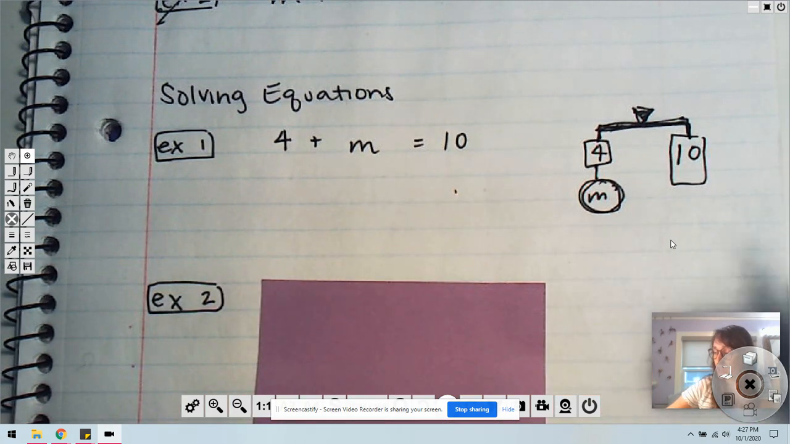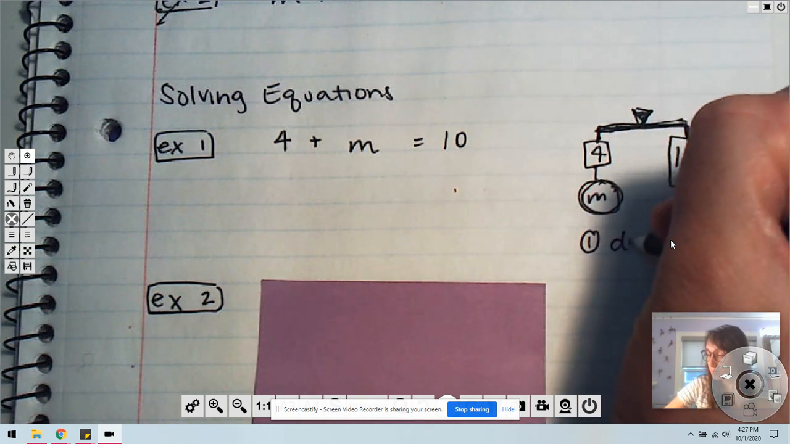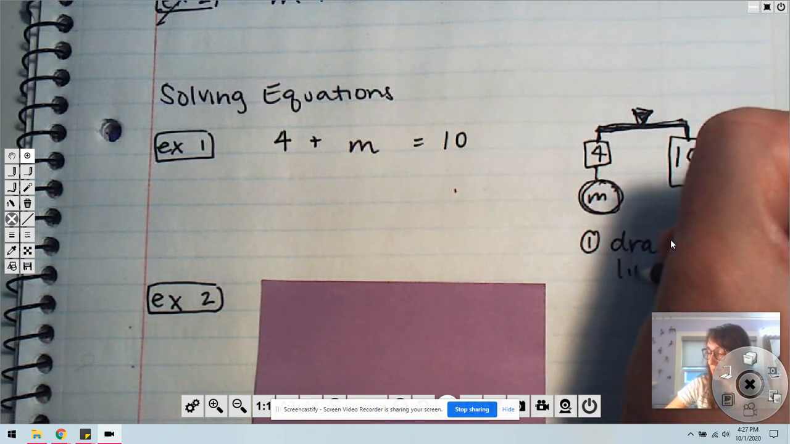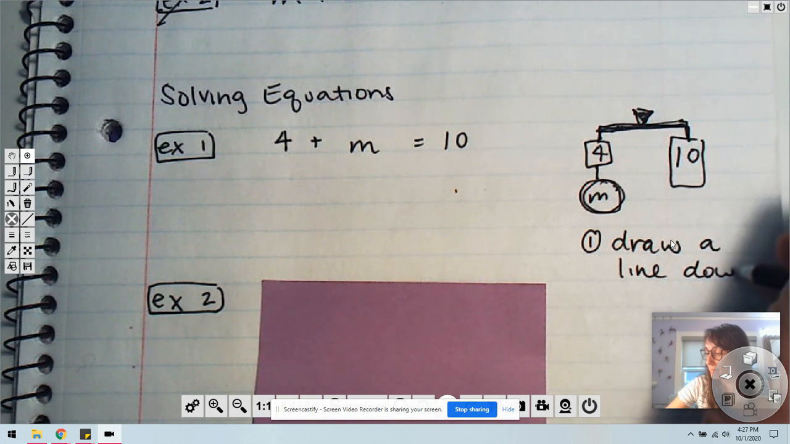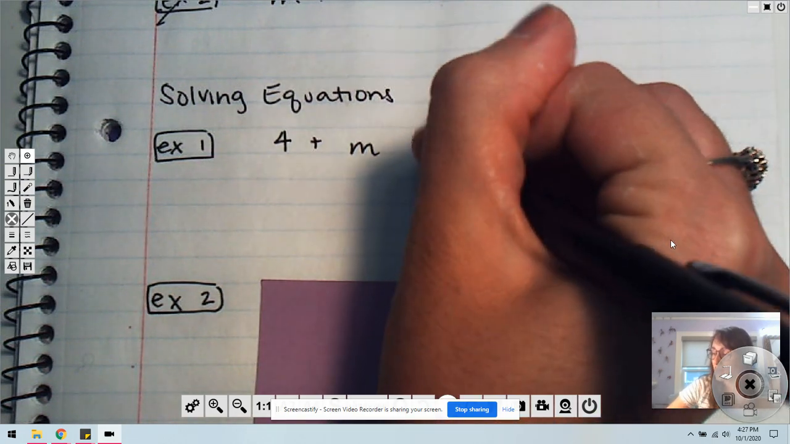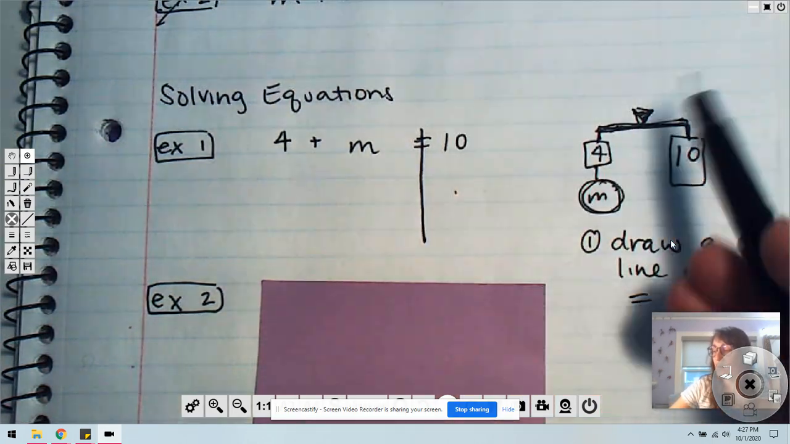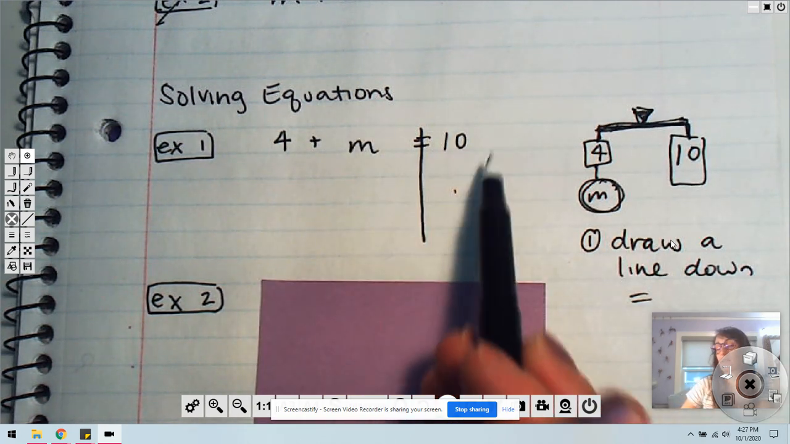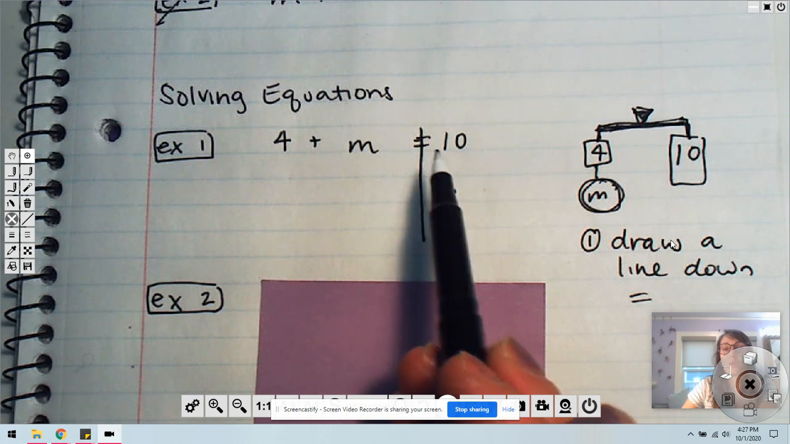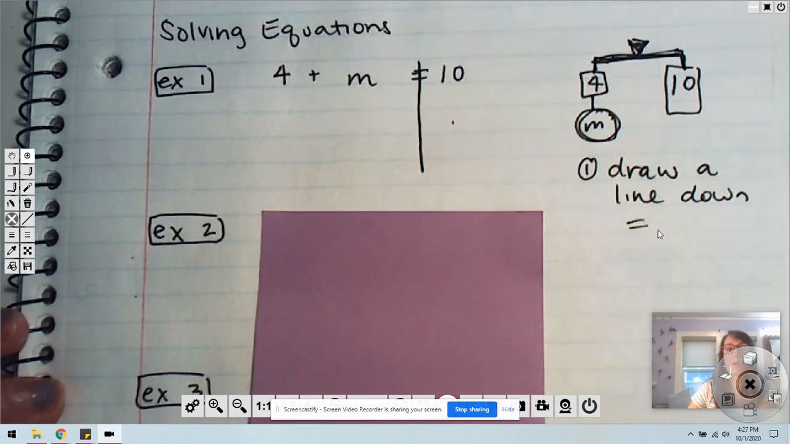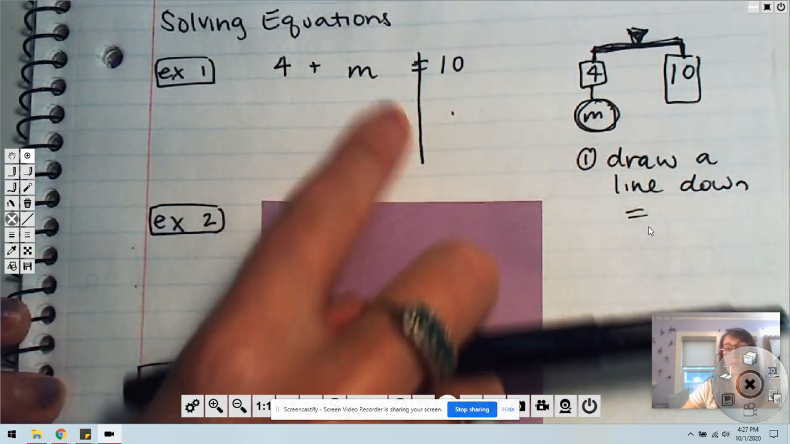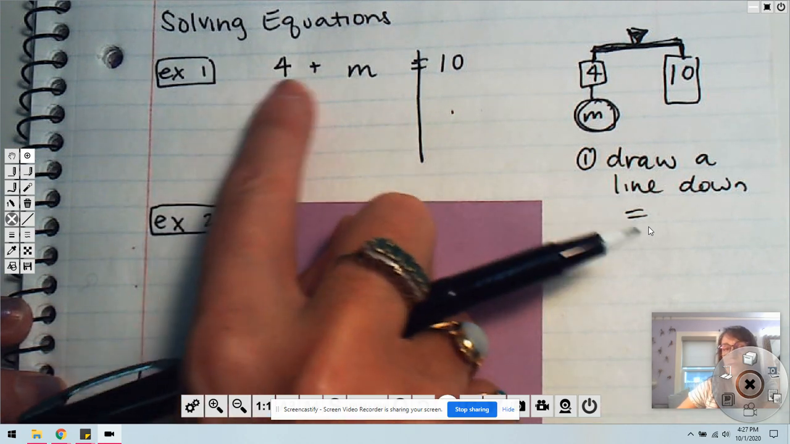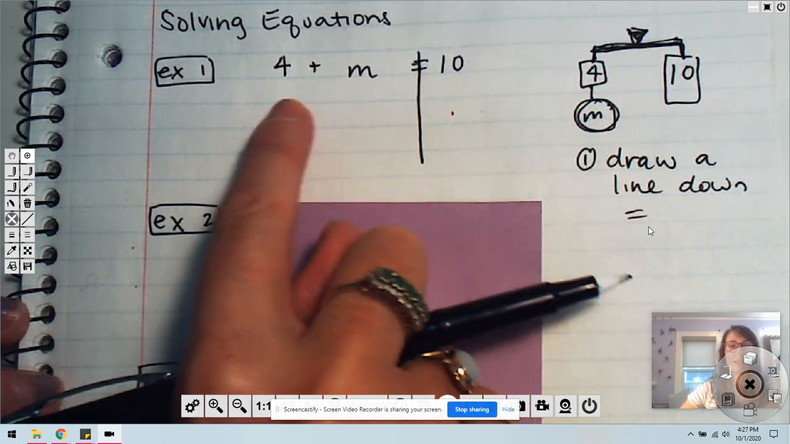My first step, the first thing that I like to do, is draw a line down my equal sign. The reason I do that is because that shows me where my scale is balanced. This is one side of the scale and this is the other side. Whenever we're solving equations, we always want to focus on the side of the scale with the variable. So I'm focusing my brain on this side right here.